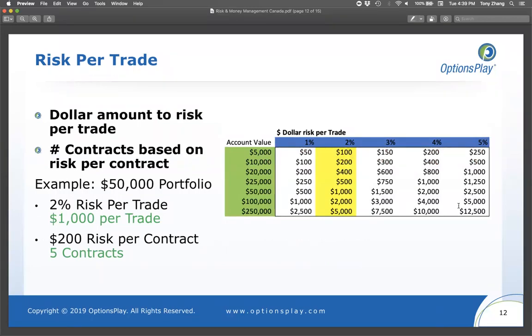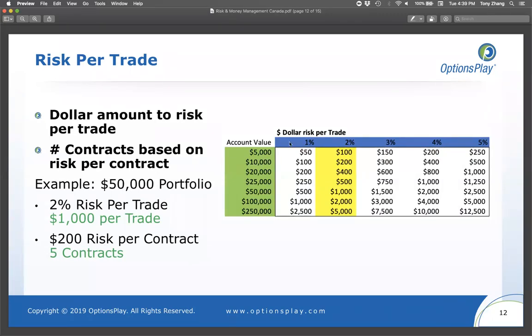So going back to our original spreadsheet, the dollar amount you want to risk per trade is simply a function of the total account value that you have, and you want to use that dollar amount to calculate the number of contracts that you want to risk per trade. So for example, if you have a $50,000 portfolio, that states that you can risk roughly $1,000 per trade. So if you're trading something that costs you $200 a contract, then you can risk a total of 5 contracts.